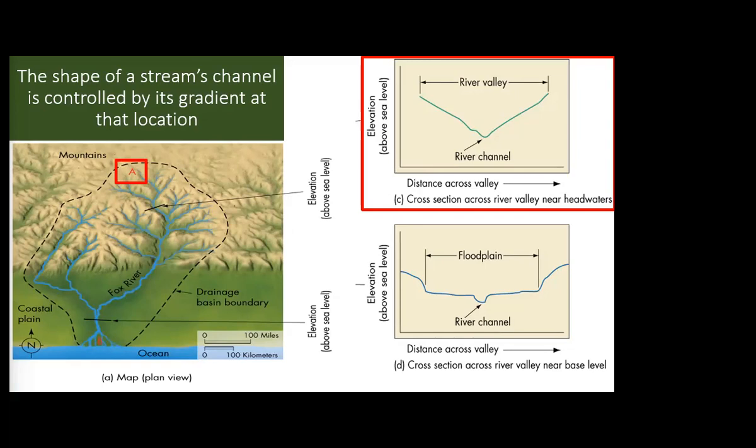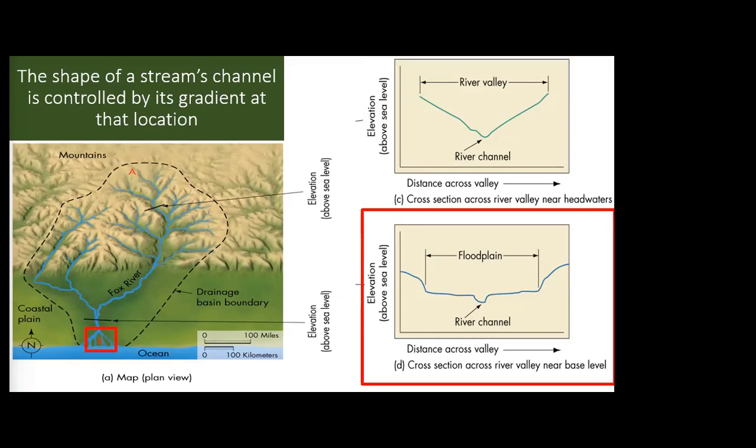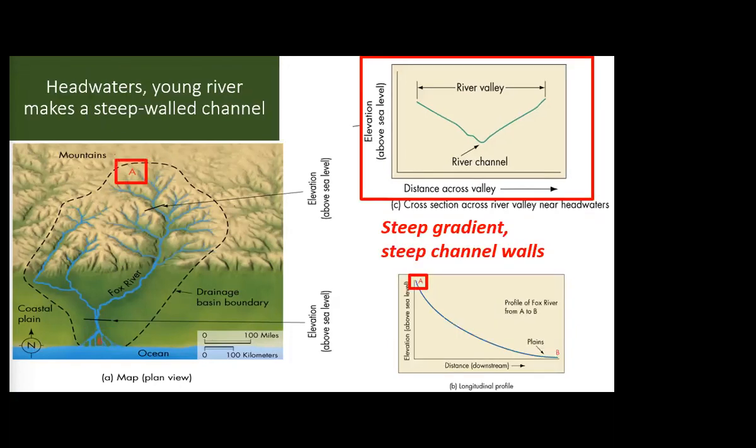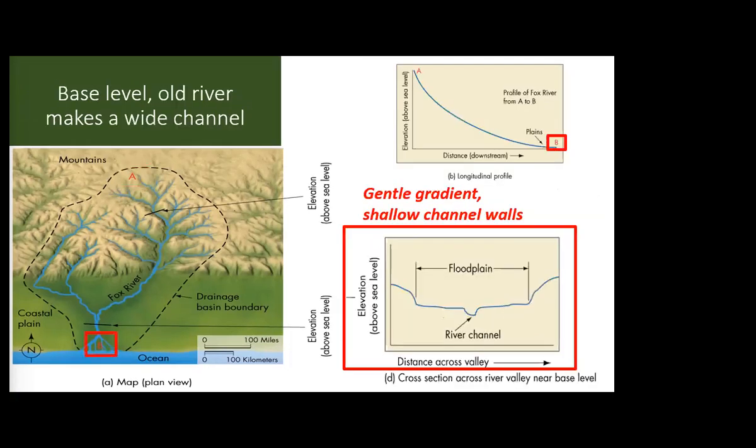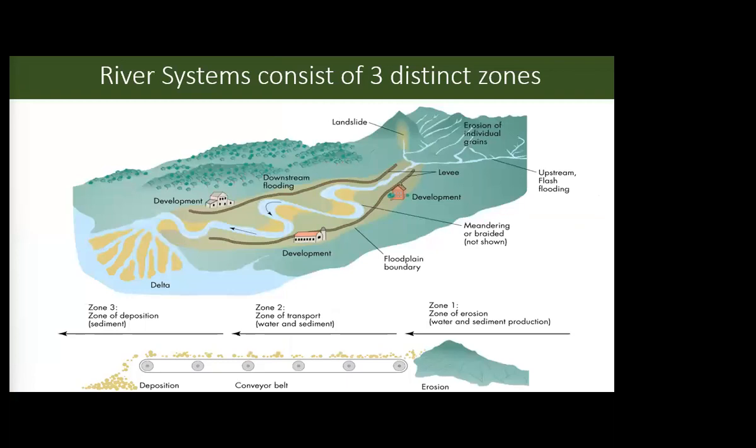Once we get down to site B, we're going to get a wider stream channel shape. We're not going to be incising as much. There's still a little bit of incision, but this is the area of deposition. This is where all the stuff taken from the headwaters is transported down and deposited into those lower elevations. So because we have a lower gradient, we have less energy. We're not going to incise as much. We're going to drop everything out of suspension, which we'll talk about in a bit. So steep gradient, steep channel walls. Gentle gradient, shallow channel walls. Good thing to keep in mind.